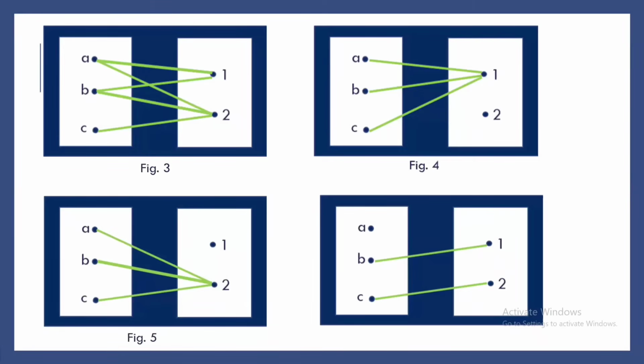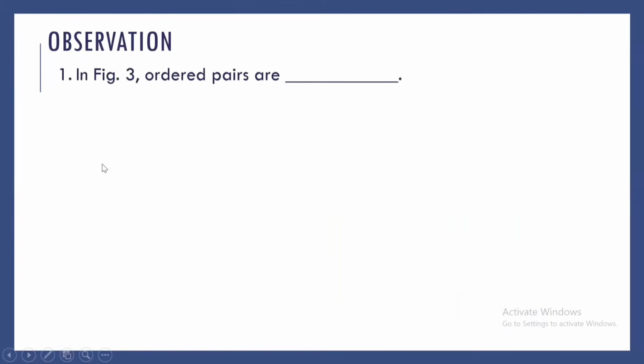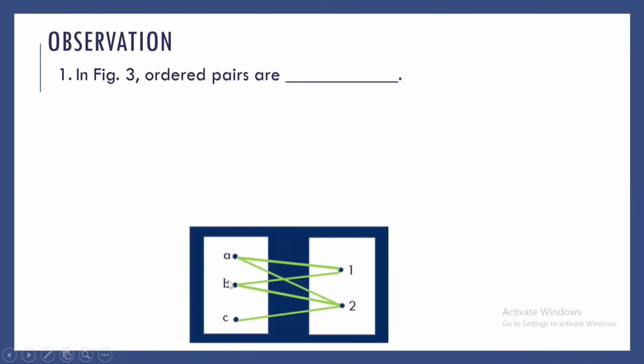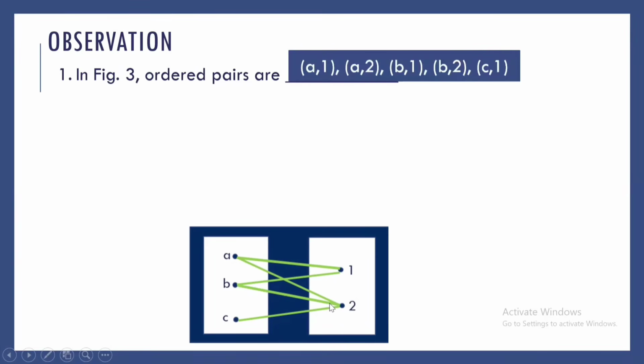So an element from A may be related to more than one element in B, but in a function from A to B, each element of A must be associated to one and only one element of B. So let us try to establish which of them are functions and which of them are not. I write the observation. In figure 3, the ordered pairs are, let us write the ordered pairs. This was figure 3. Ordered pairs are going to be A1, A2, B1, B2, and C2. So these are the ordered pairs.